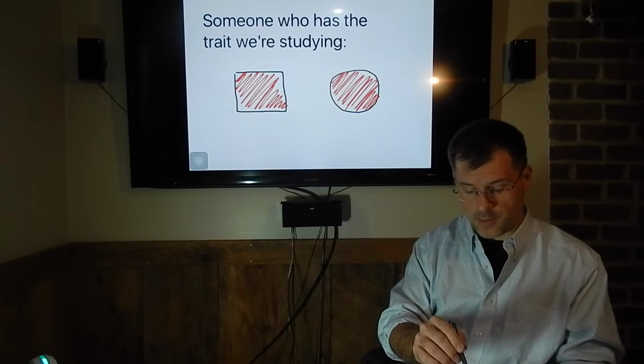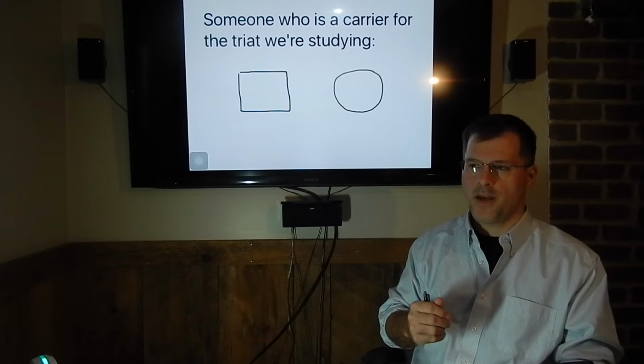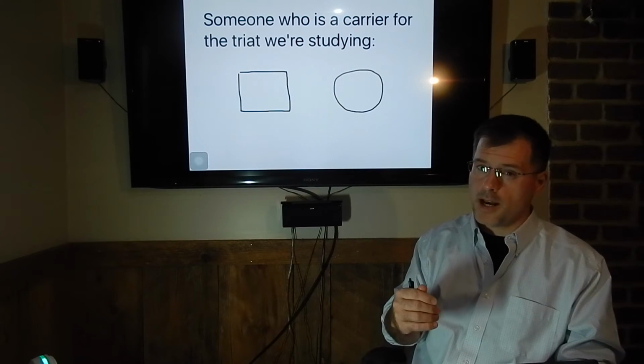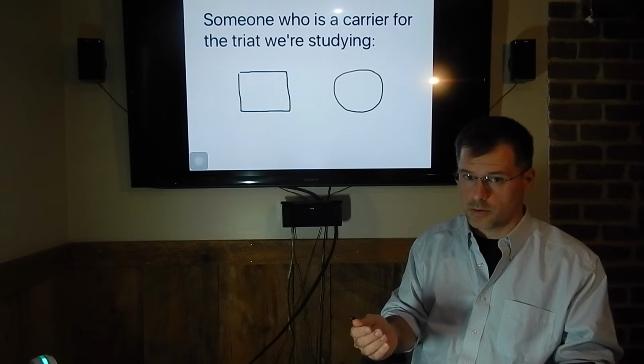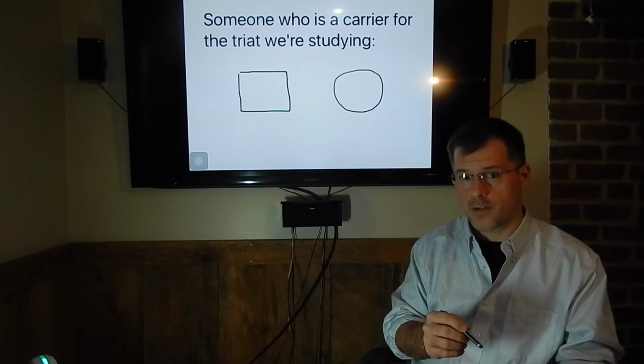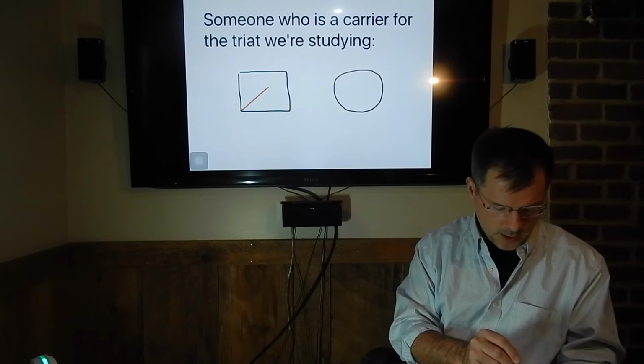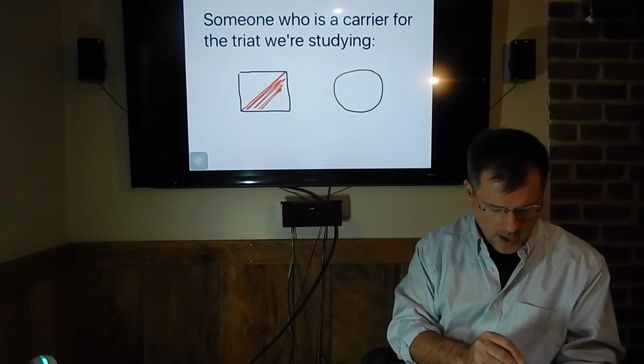Now, if we have somebody who is a carrier for that trait, that means they don't show the trait, but they have the genetics that they could potentially pass on to their children. We'll get into that later. Then all we do is shade in only half of their symbol. So if we have a boy who's a carrier for the trait, we shade in only half of his square, and this is the way you do it.